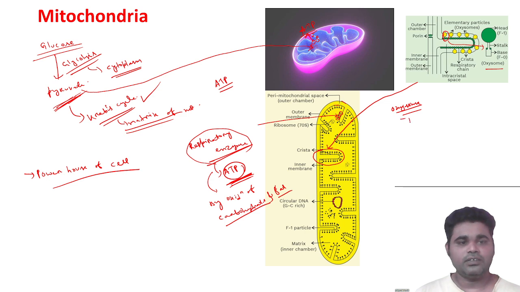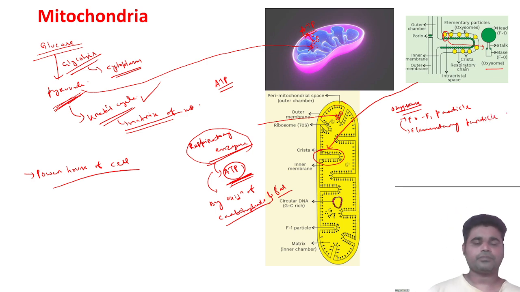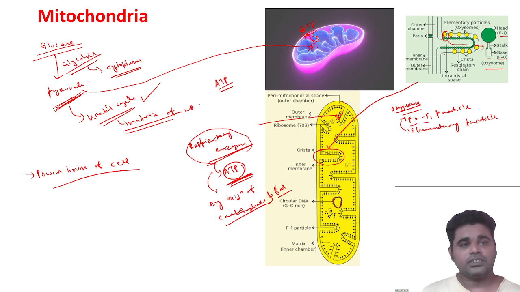Or this is also called the F0, F1 particle, or the elementary particle. So why is it called the oxysome, or the F0, F1 particle, or the elementary particle? F0, F1 means this top structure is called the base, or the F0 part, and this round structure, the head part, is called the F1. That's why it is called the F0, F1 particle, or because a stalk is present, it is also called a stalked particle.